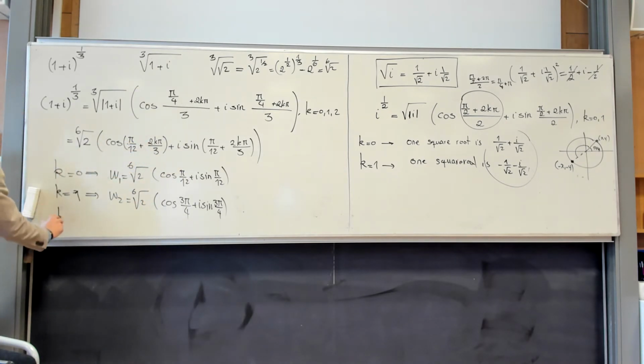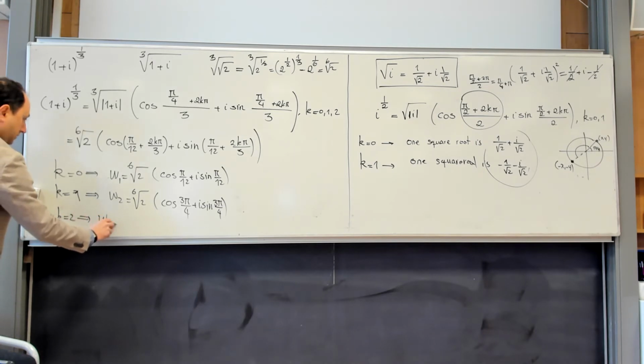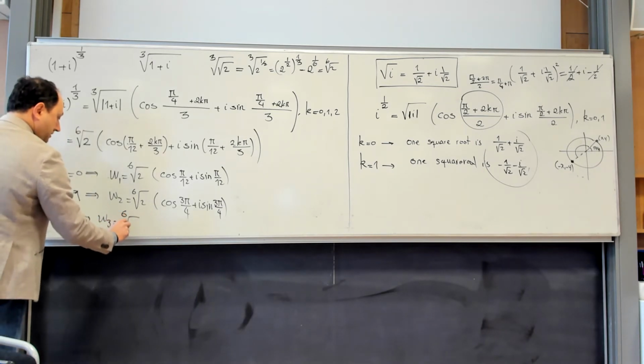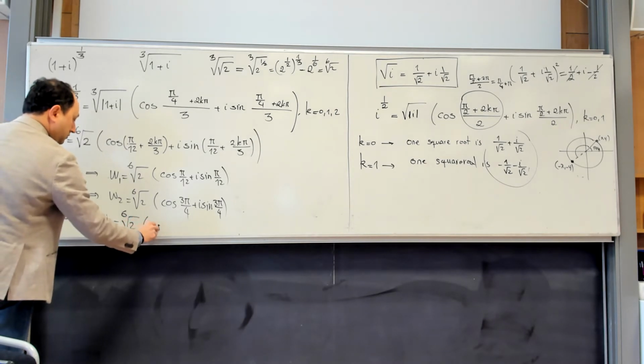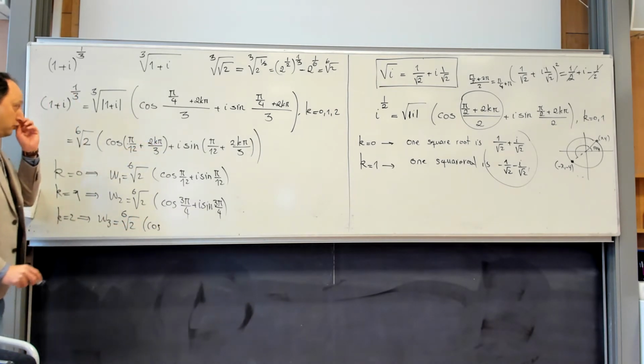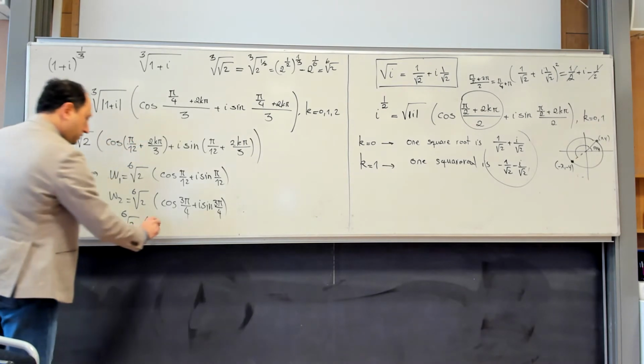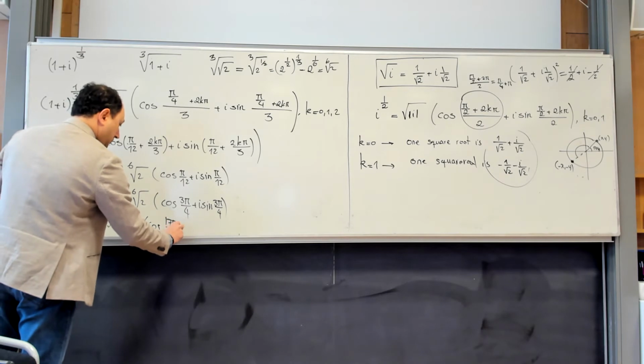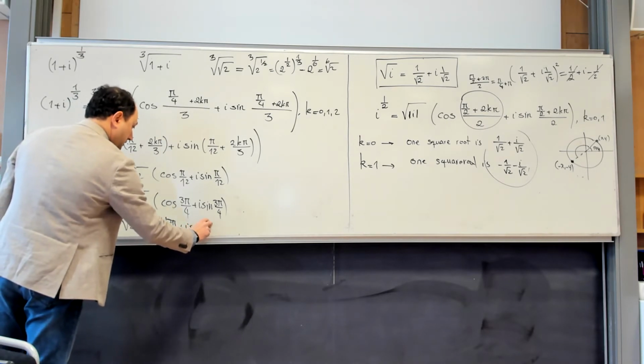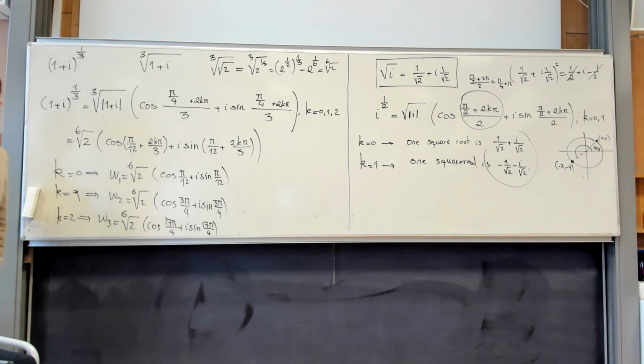And then k equals 2. Then W3. So this becomes the sixth root of 2 again, but the cosine, I put 2 here, so it becomes 4 pi. Multiplied by 4, 16, added to 1 is 17. So 17 pi over 4, cosine 17 pi over 4 plus i sine 17 pi over 4. So these are the 3 roots of this number. But the principal value, the principal one, is this one. Is that understandable?